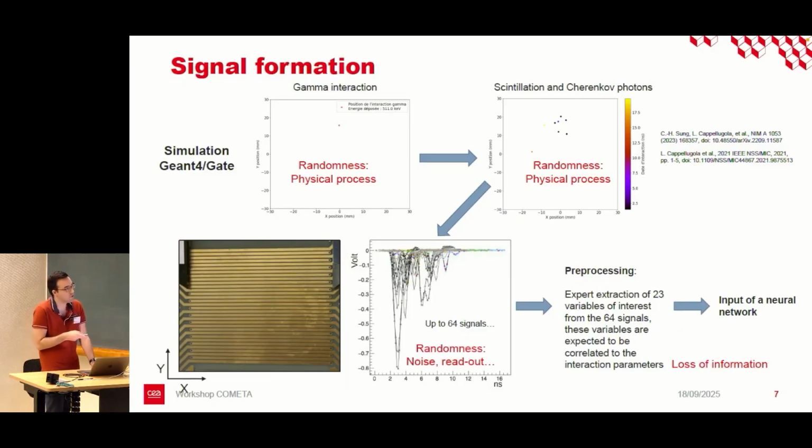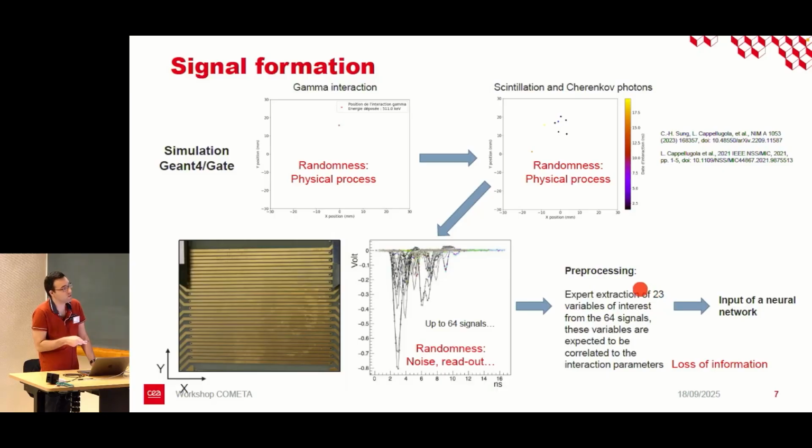So I mentioned here the complexity of the signals, but there are also some phenomena that are to be considered. The first one is that all the physical processes inside are completely random. So that's why we use simulations. So here, we have randomness according to the gamma ray interaction. Is it a Compton interaction or photoelectric interaction? We have randomness in the production of scintillation photons and Cherenkov photons, and then their path inside the detectors. Randomness in the acquisition of the signal because there are noises, because of the electronics readout.